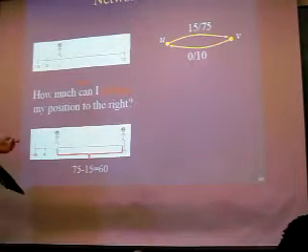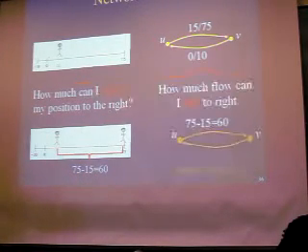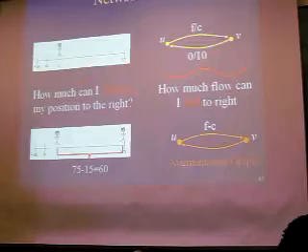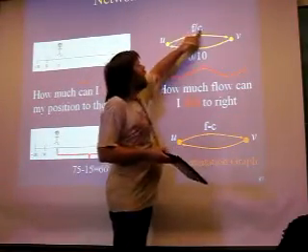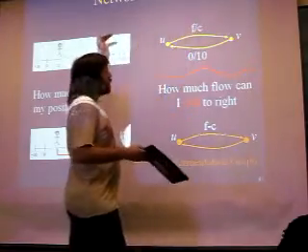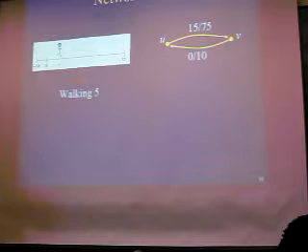Now, the other direction... yeah, so this is kind of what I said. We can push 60 more this way. Right? So if we currently have a flow of F, and you're allowed a capacity of C, then how much more you can push that way is C minus F. Now the other direction is a little harder.